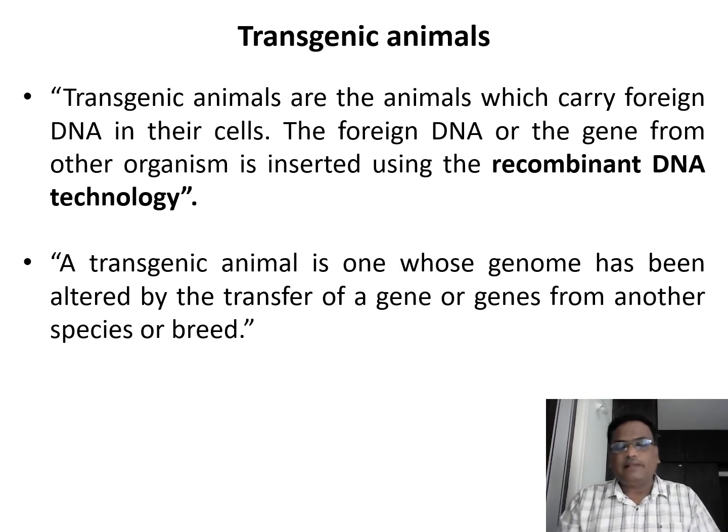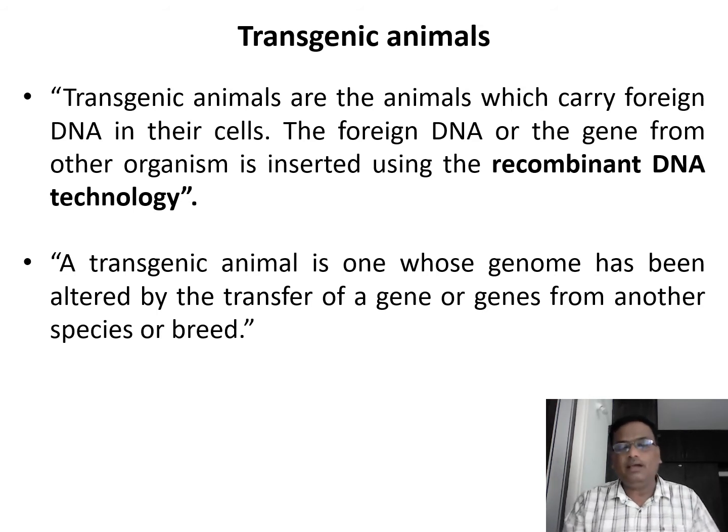So in the previous slide, I have given the example of BT cotton, Bacillus thuringiensis. What they have done is they have taken a gene from bacteria and inserted that gene in the cotton plant. So now the cotton plant is producing a particular product of bacteria. That is an example of a transgenic plant.